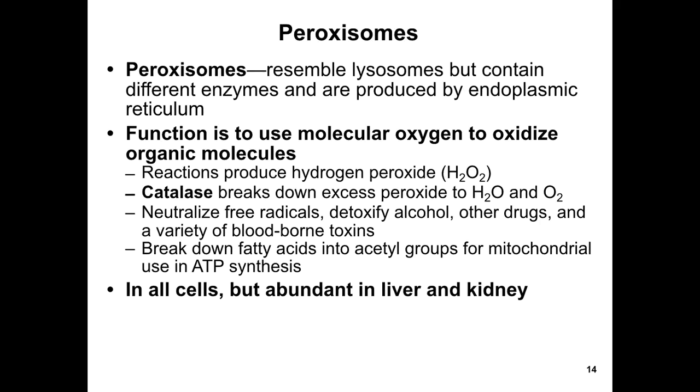So what types of cells are you going to see lots of peroxisomes in? You're going to see them in cells that have a lot of mitochondria, because those have a lot of peroxide to neutralize. And you're going to see them in cells that are involved primarily in detoxification. So you find peroxisomes in pretty much all cells, because all cells have to deal with this oxygen damage, but you find a lot of them in the liver and the kidney, because the liver and the kidney are involved in detoxification.